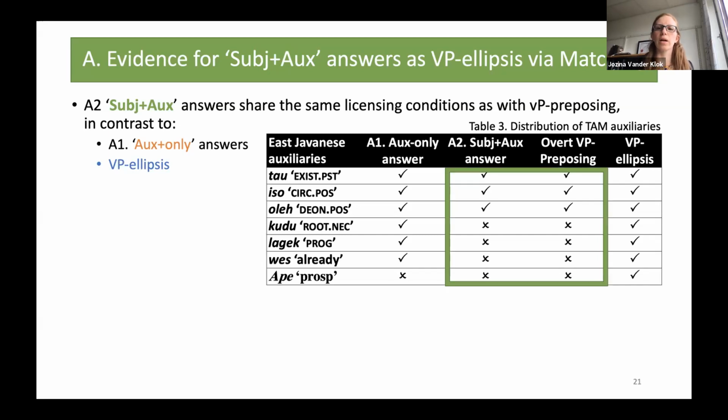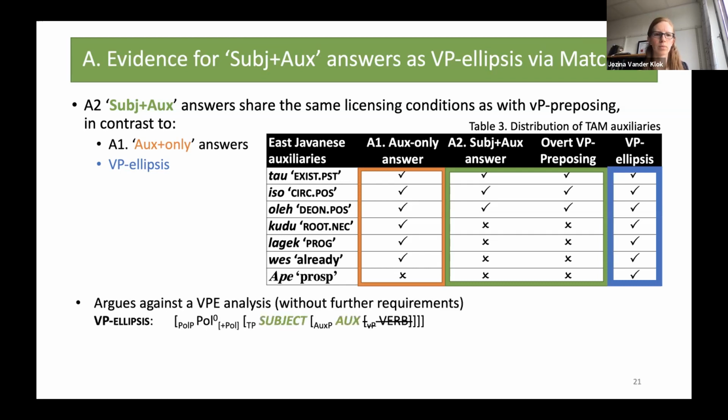And this differs. I've just shown you that auxiliary only answers are possible with all auxiliaries except for APE, which for some reason is not licensed in focus contexts. And it also differs from VP ellipsis, which allows for all auxiliaries. So just looking at this distribution before we get to the data, this argues against a verb phrase ellipsis analysis.